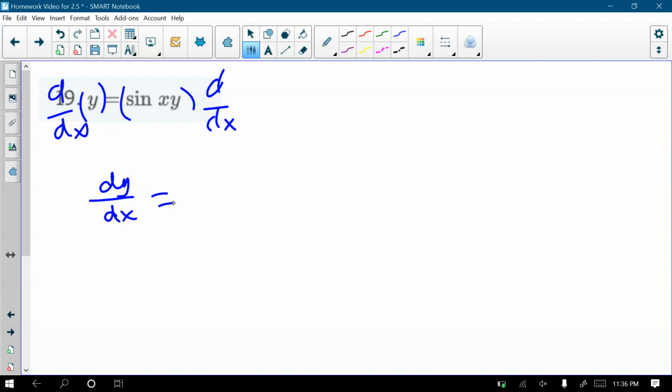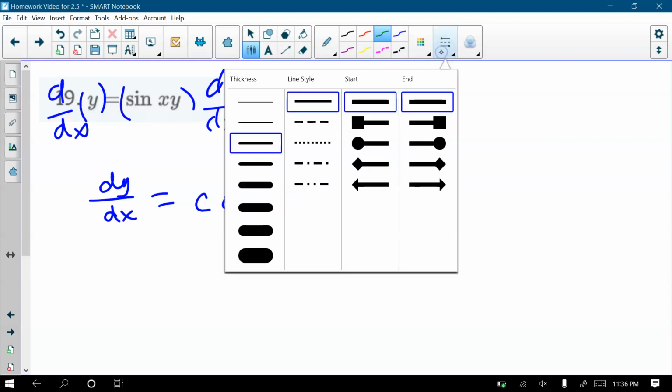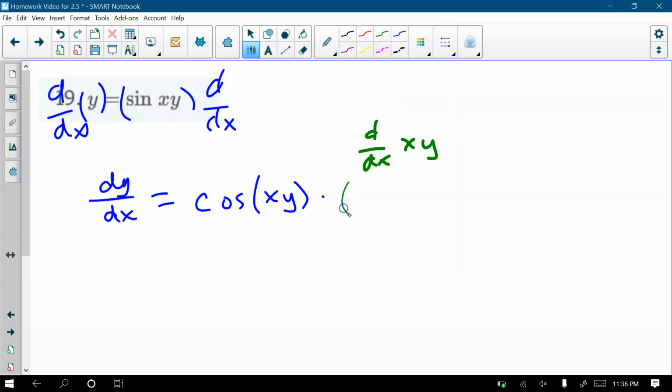So we have equals. We need the derivative of sine, which is cosine. Keep the argument. And then multiply times the derivative of xy with respect to x. And the way you'll do that is I think you do first times second prime plus second times first prime. So let's stick with that. The first is going to be x, so we have x times the derivative of y with respect to x, which is dy dx, plus the second, which is y, times the derivative of x with respect to x, which is just 1.